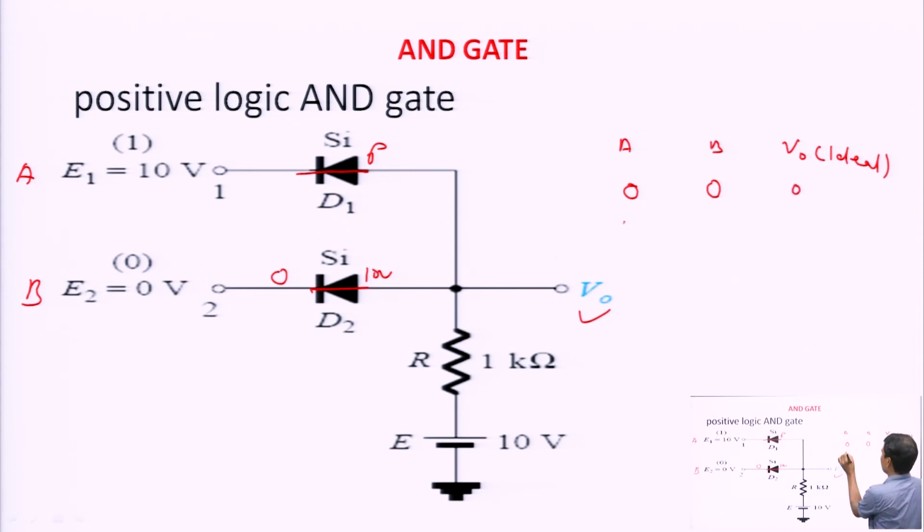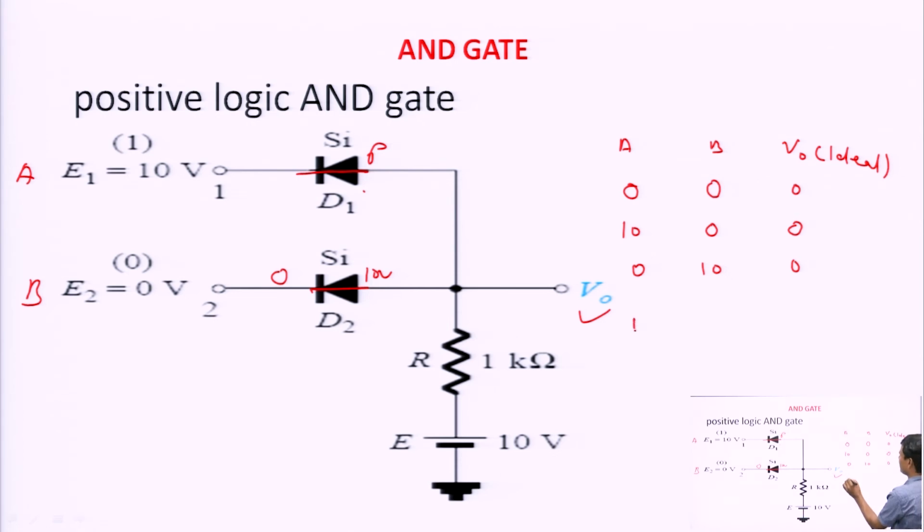Now if A is 10 volt and B is 0 volt, what will happen? V naught is equal to 0. A is 10 volt, this means this becomes reverse bias, and this becomes forward bias. Now this is 0 volt and this is 10 volt. This is also 0, because if A is 0, this becomes forward bias, this means V naught becomes 0.